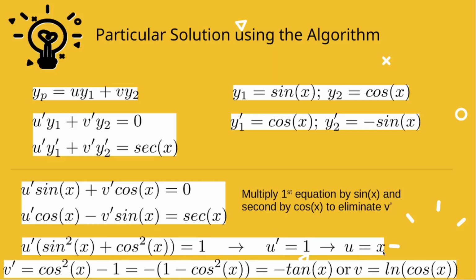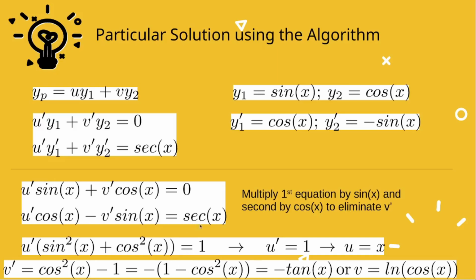So basically what we've done is, again, secant x times cosine x will become equal to 1 because secant x is nothing but 1 over cosine x. So I got this 1. u' times sine squared x plus cosine squared x is 1, or u' is 1. And if I integrate, u is equal to x. I can plug this into the first equation and calculate my v', which is equal to minus sine x over cosine x, which is equal to minus tan x, or v is equal to natural log of cosine x.